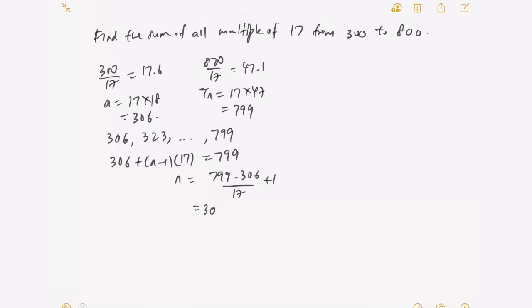from 300 to 800. So to find the sum, we just take S30. The formula, remember, is n over 2 times (a plus l). My a is 306, my l is 799. Yeah, this is easier actually.